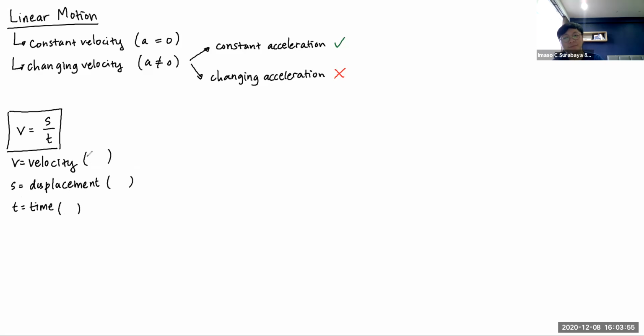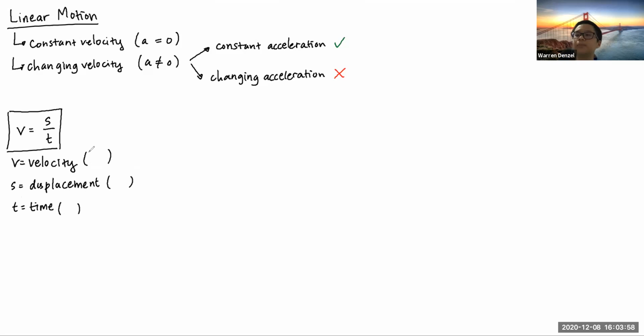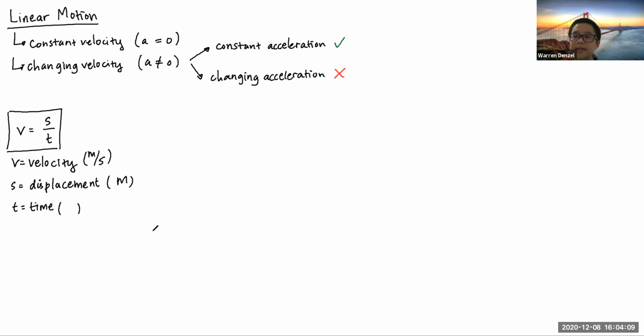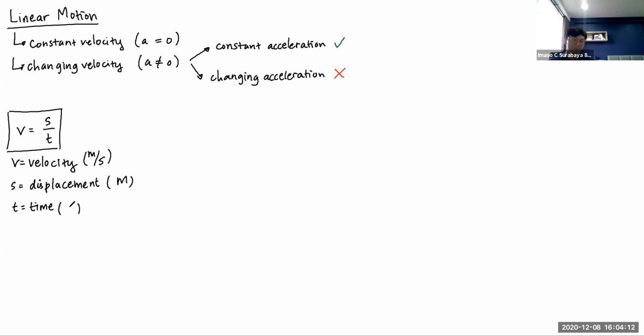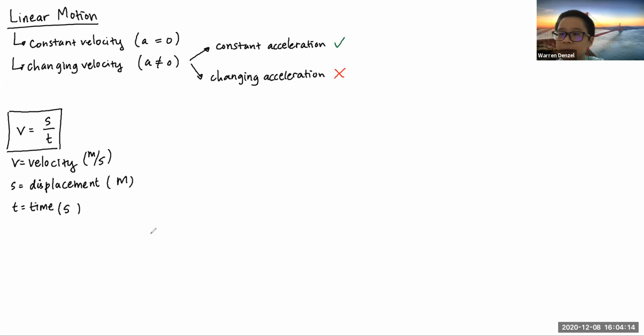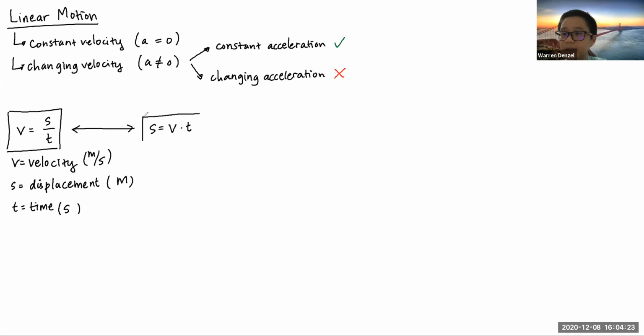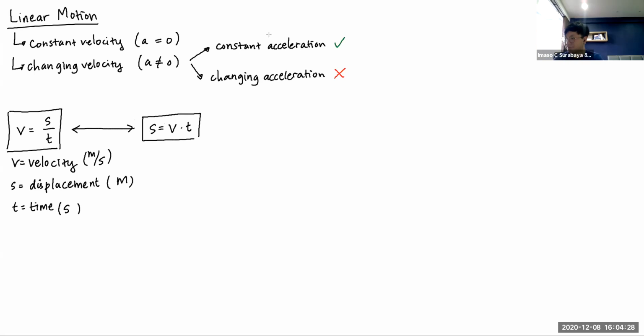Velocity? Meters per second or kilometers per hour. Okay, use SI unit. Okay, Mr. And then displacement, meters. And time, seconds. And then we can rearrange this equation to get s equals v times t, right? Yes. Okay, now let's see what it looks like in a graph.